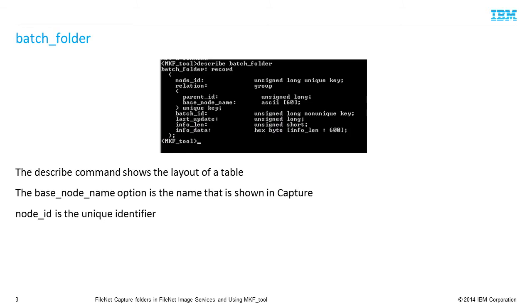Slide 3. This presentation focuses on the batch folder table in the transient database. In this screen, the describe batch folder command is run. It outputs the structure of a particular folder. The node ID is the unique ID that identifies each folder. The base node name is the folder name as it is displayed in Capture.